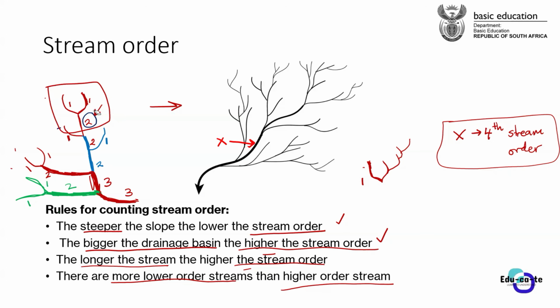Yes, Kopano? Sir, I have a question. You see where you wrote X, right? And then we found that it was the 4th stream order, right? And since it's the 4th stream order, it means that it's high, right? But what if at point X our stream order was maybe the second stream order? Would that be considered a high stream order or a low stream order?